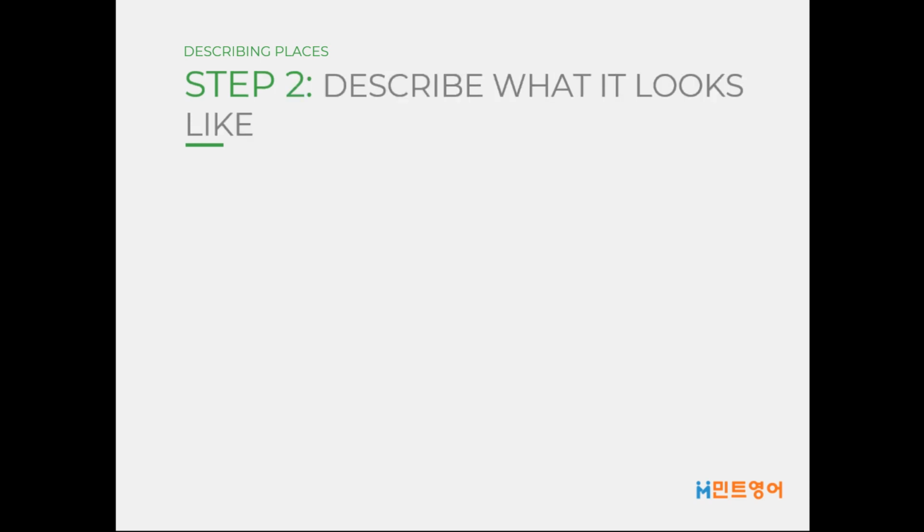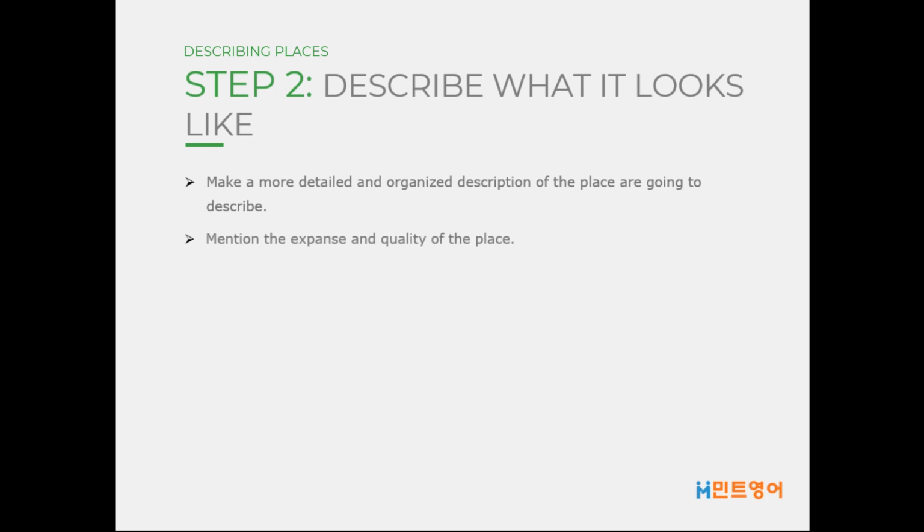This is the part where you need to make a detailed and organised description of the place you're going to describe. The expanse and quality of a place are most commonly mentioned in this step. The challenge here is to use accurate words to describe the place. Simple words such as big, nice and beautiful are okay, but there are a lot more words that you can use.